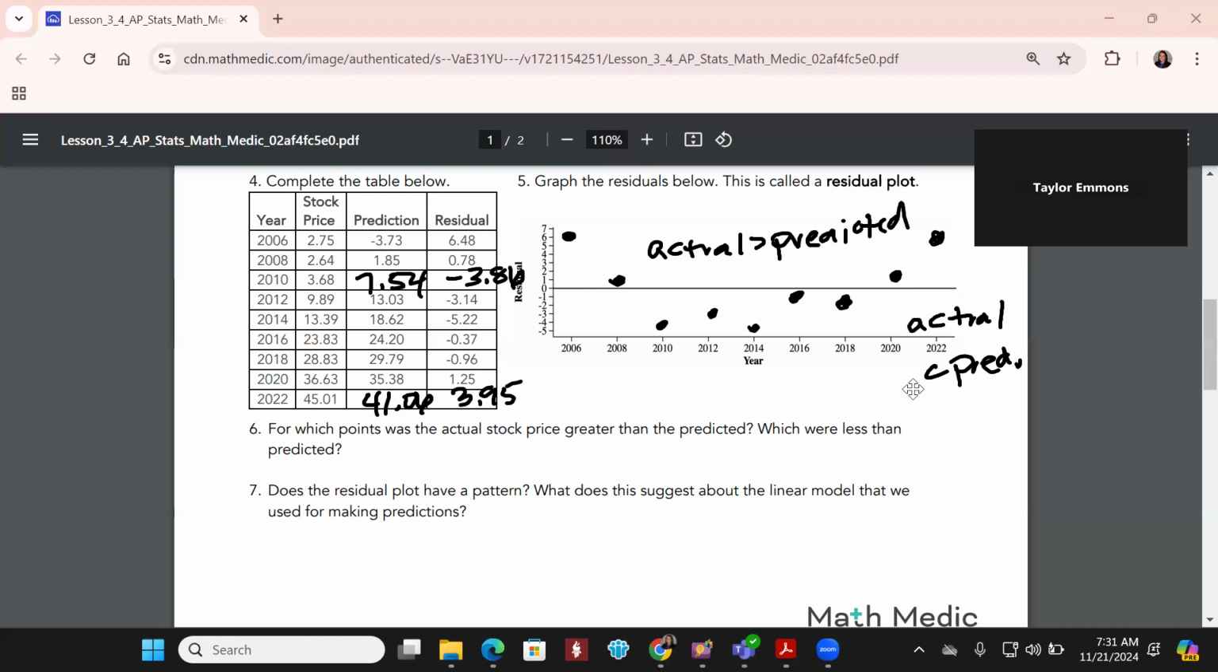So for which points was the actual stock price greater than the predicted? So what 4 years do we have where it was greater than? 2006, What about less? 2010, 2012, 2014, 2016, 2018.